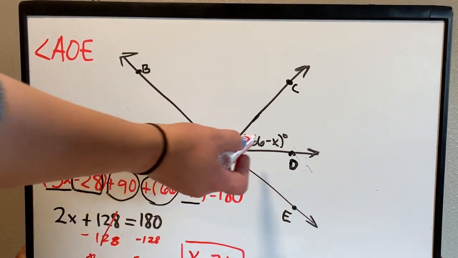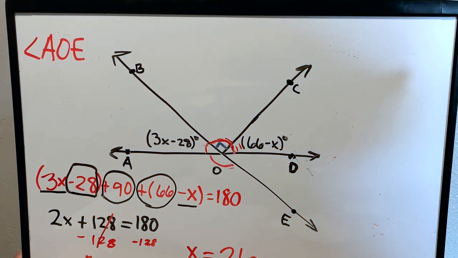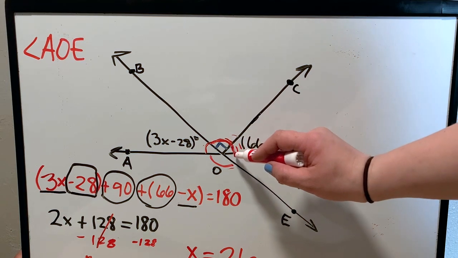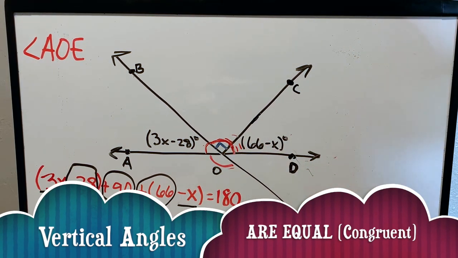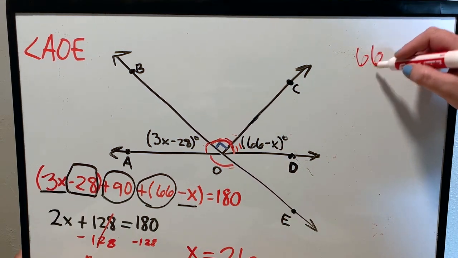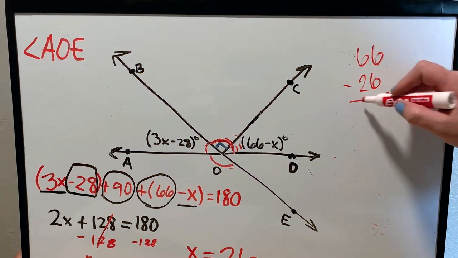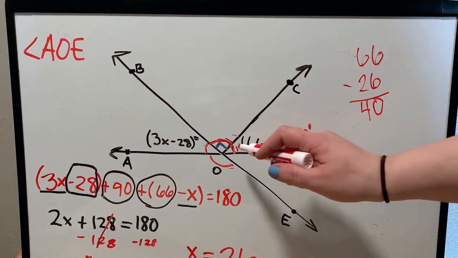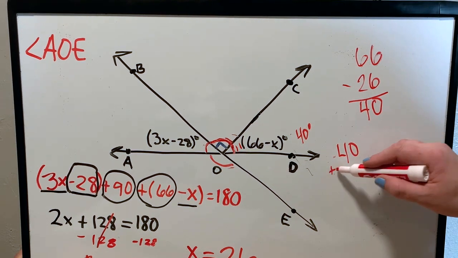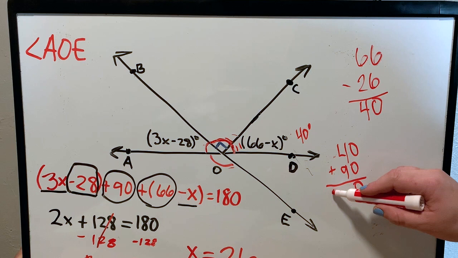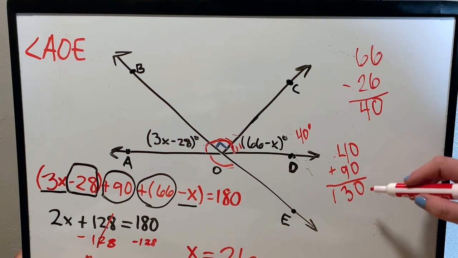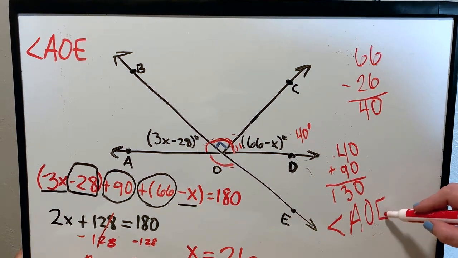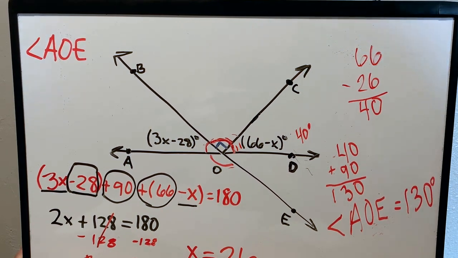the answer. So that is our x here, right? Now we're going to go over here and plug in 26 for our x, because we know that this angle plus the 90 degrees is going to be a vertical angle to angle AOE, which is what we're looking for. So if I plug in 26, 66 minus 26 is going to get me 40. So this angle here is going to be 40 degrees. If I take 40 degrees plus 90 degrees, I am going to get 130. So if this angle here is 130, then that means that angle AOE equals 130 degrees.